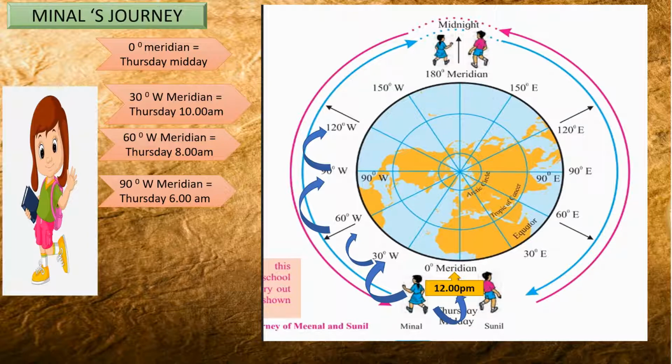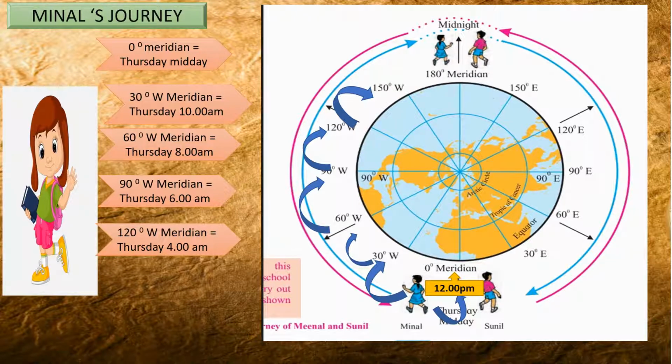So what will be the timing at 120° west? It will be early morning 4 o'clock, that is Thursday 4 o'clock. Again, Meena started traveling from 120° west meridian to 150° west meridian. Again, you all know here, between these two, 30 longitudes are coming. It means 2 hour differences. So again at 120°, it was 4 o'clock early in the morning.